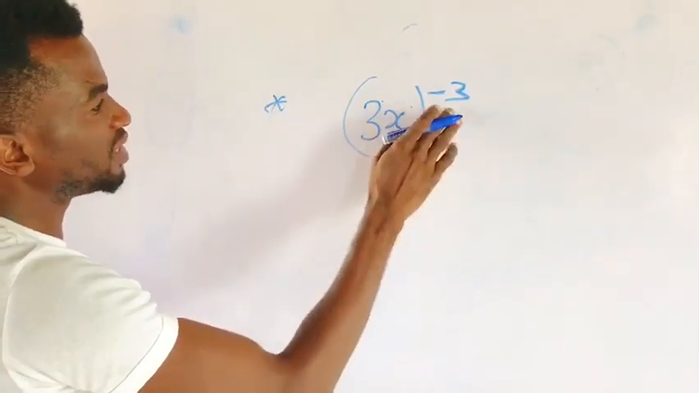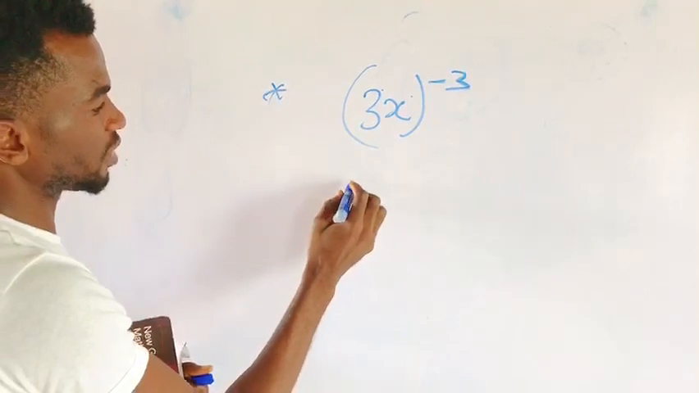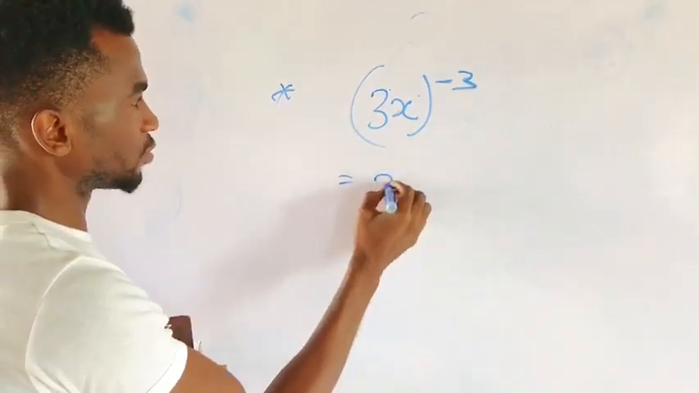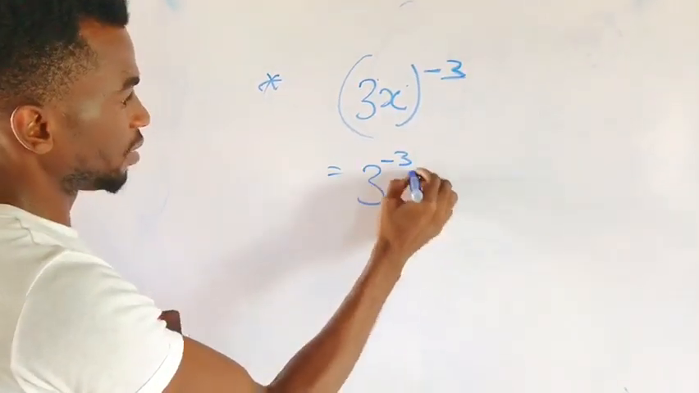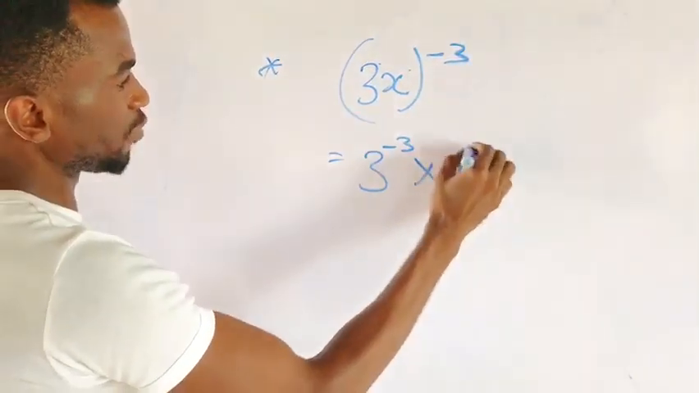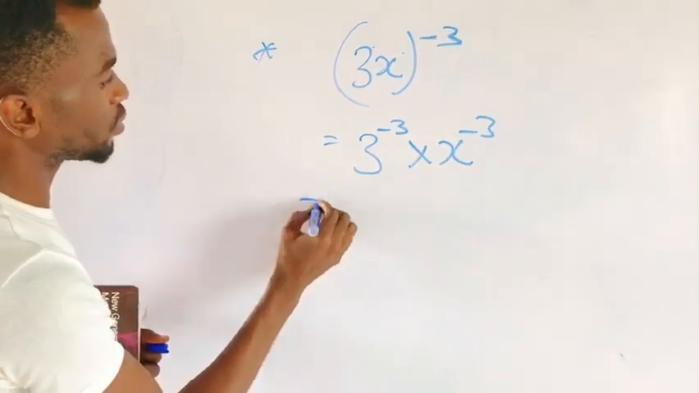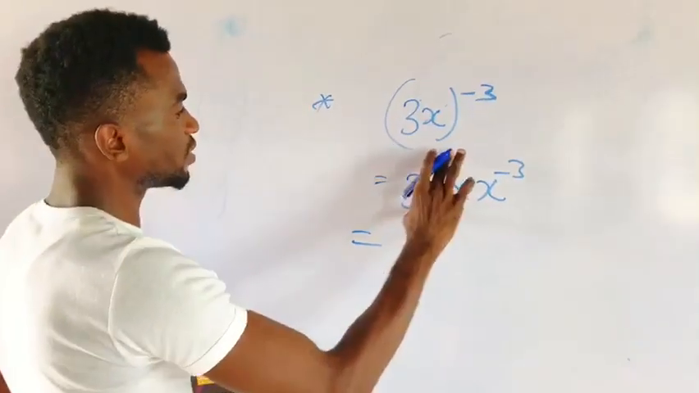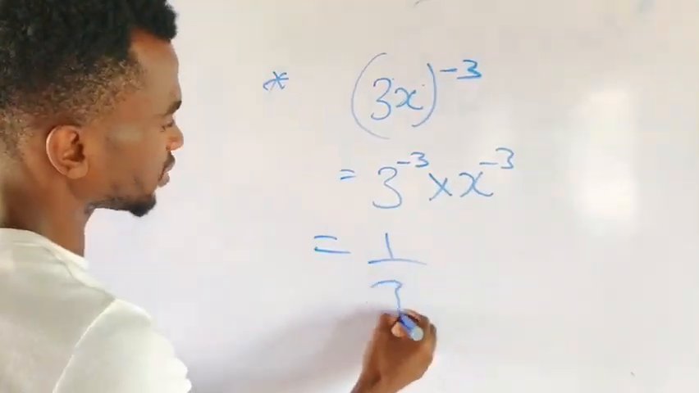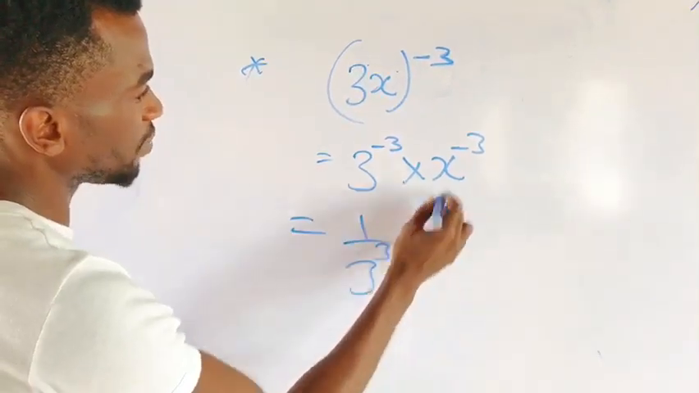So if we want to split the minus 3 for everything inside the bracket, this is equal to 3 raised to the power of minus 3 multiplied by x raised to the power of minus 3. We have given the minus 3 to everybody inside the bracket. Alright. According to the law of indices, if we have something like this, it should be 1 over 3 raised to the power of 3 multiplied by this one, which is what?